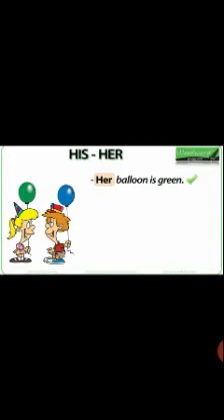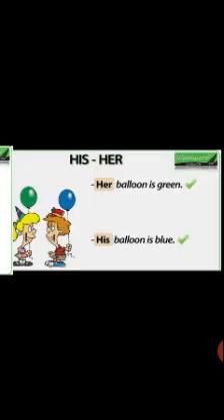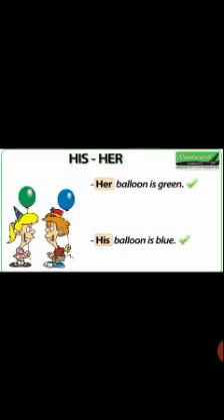Okay, and now come towards the use of his and her. Now you can see there is a boy and there is a girl. They are holding balloons. The boy is holding a blue balloon and the girl is holding a green balloon. Now we will use for the things of the girls her. Her balloon is green. And we use for the things of the boys his. His balloon is blue.